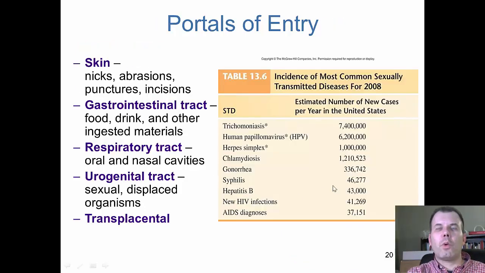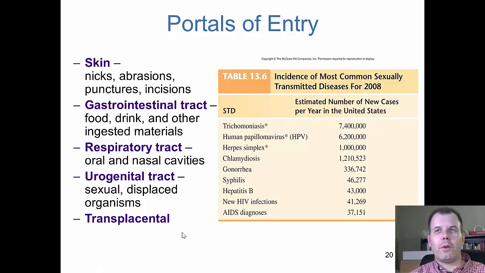Okay, we talked about the portals of entry. So skin: nicks, abrasions, punctures. Gastrointestinal tract: how these get in food, drink, and other ingested materials. Respiratory tract: oral, nasal cavities, droplets you breathe in. Your genital tract: this can be sexual or displaced organisms, where again they get into places that they're not supposed to be. And then things can even cross the placenta and cause problems too. And we'll look at some of those diseases as well as we talk about that.